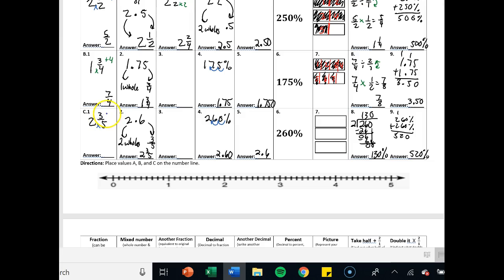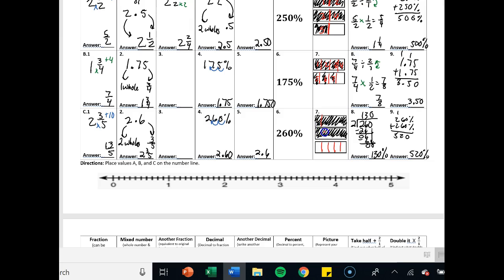So 2 times 5 is 10. So add it to 3, so I have 13 over 5. I could easily make the picture as well. I'm going to have 2 wholes, right? That's 1 whole, 2 wholes, and the last one's going to be divided up into fifths. So 1/5, 2/5, 3/5, 4/5, all the fifths.